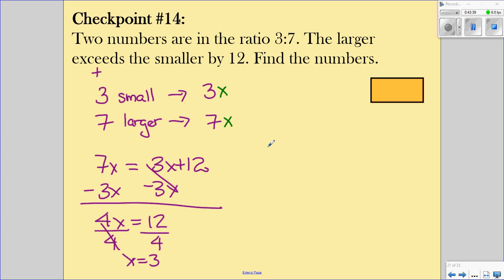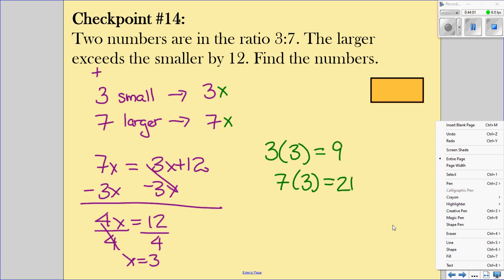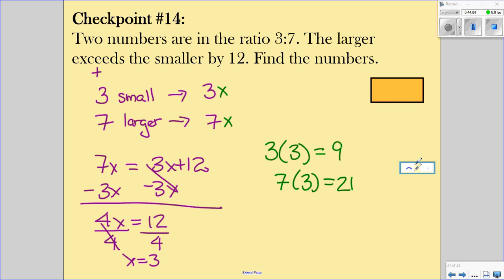So we got the 3x, and then 7 times 3, that one's 21. So then if you were to put it into, use another color, so we have the larger number, 21, and the larger exceeds the smaller by 12, so then it'd be 9 plus 12, which would give you that 21.